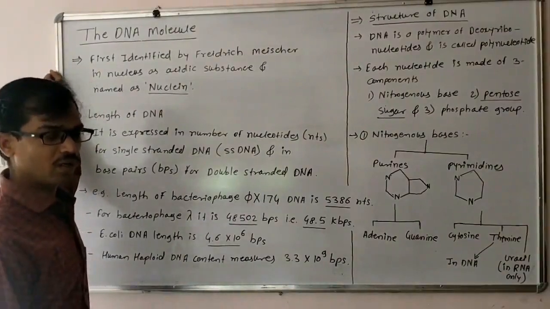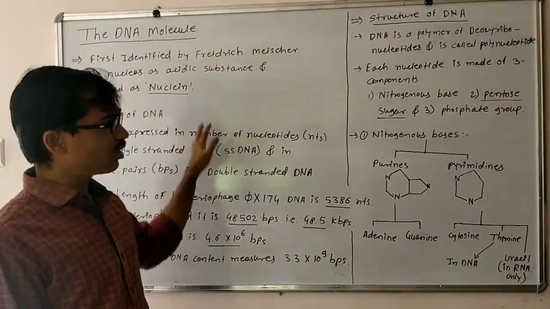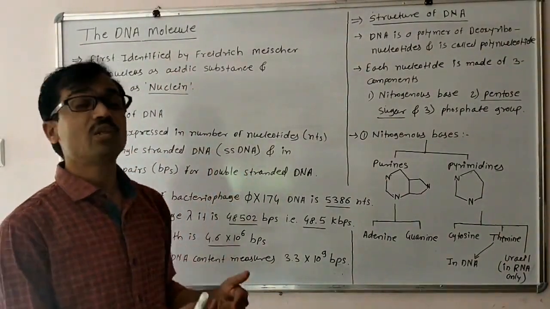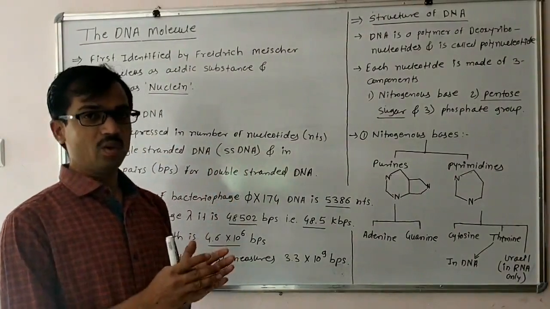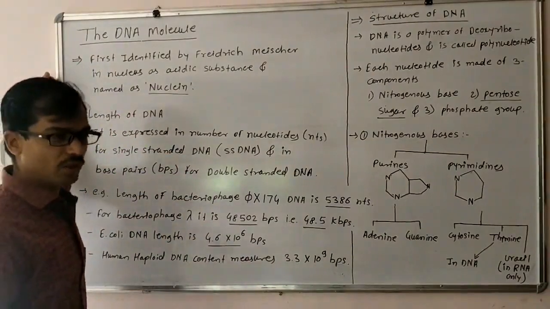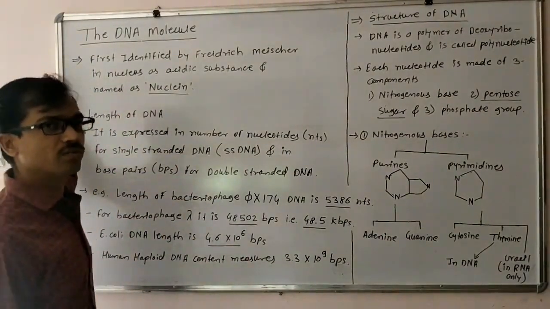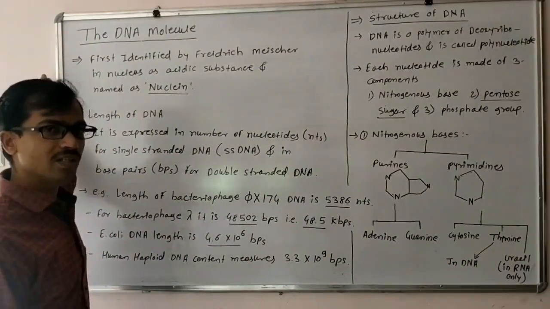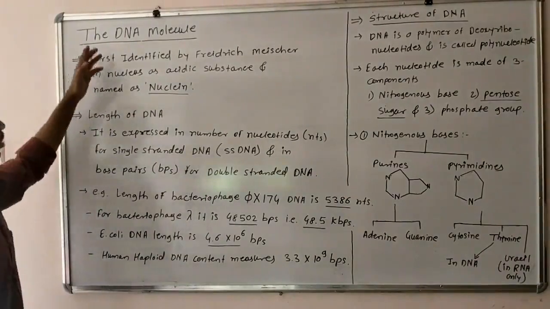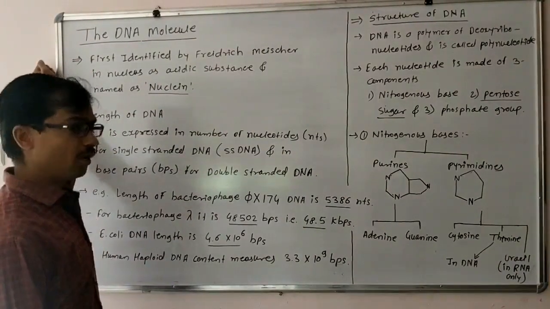genetic material. In this chapter we will study the structure, the dimensions of the DNA molecule, the packaging of the DNA molecule in the chromosomes, and then we will study the metabolism of the DNA molecule. For example, its replication, its transcription and production of RNA, and then further translation and production of proteins from the RNA. So today we will talk about the dimensions and the structure of the DNA.